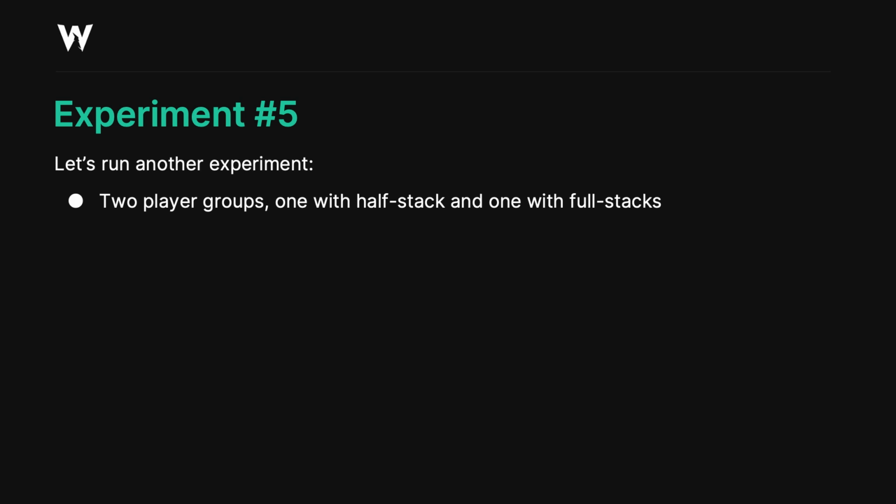Two player groups, one with half stack and one with full stacks. And everyone is playing ChipEV strategy, so no player in this tournament is using an ICM strategy. No one knows what that means. They're just playing ChipEV, trying to get the most chips possible. The big blind is 1/7 of the average stack. Same setup as experiment 1.